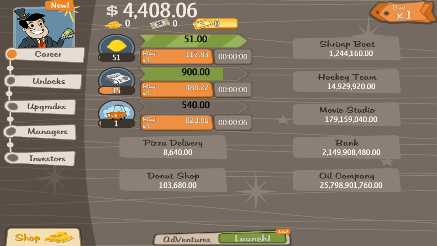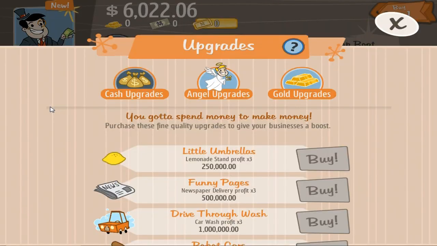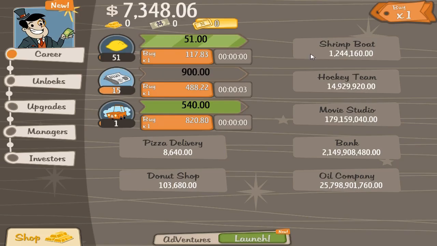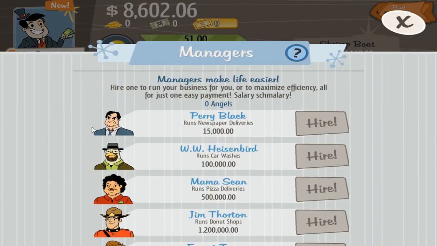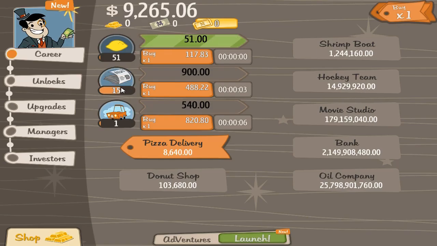We can get $540 for that. So this is a capitalist dream. We're privately owning all of these things. Now, we have upgrades, which we could buy to get more stuff.